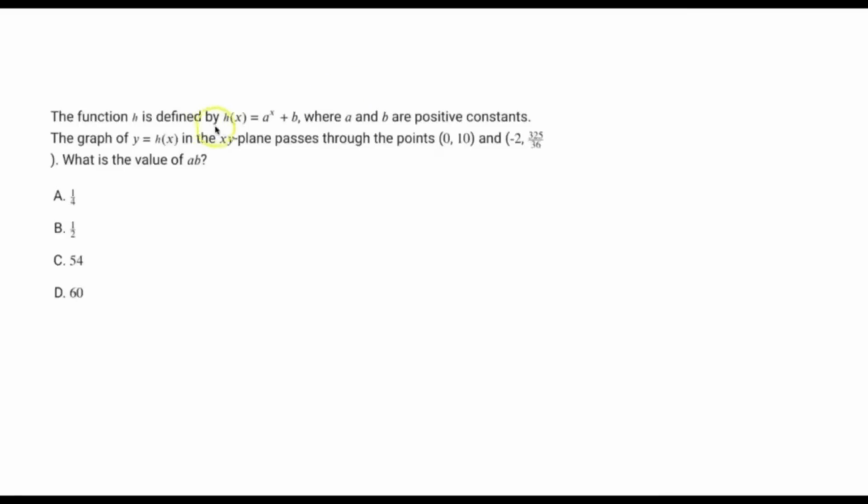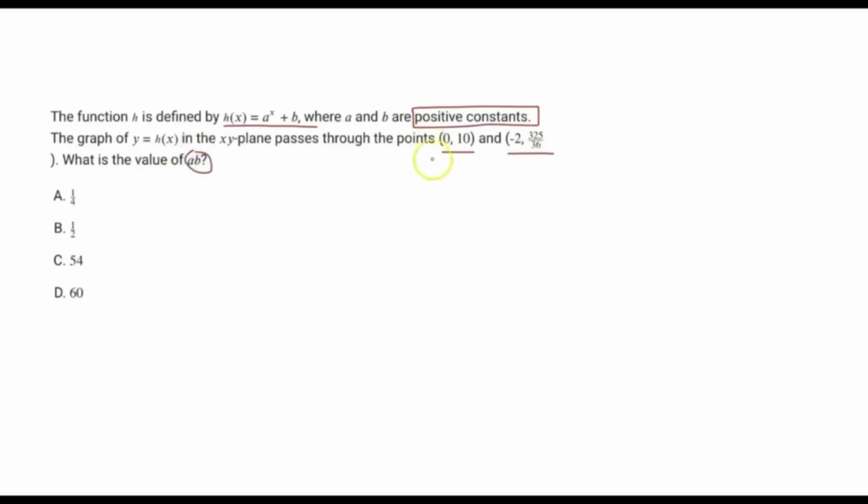Function h is defined by h of x equals a to the power of x plus b, where a and b are positive constants. All right, so let's just keep that in mind. The graph of y equals h of x in the xy-plane passes through (0, 10) and (-2, 325/36). What is the value of a plus b?